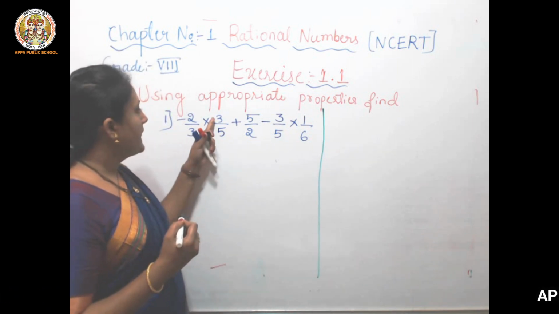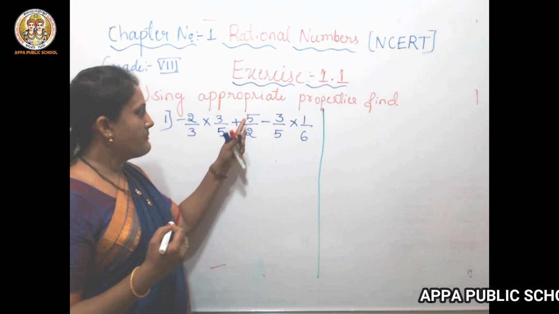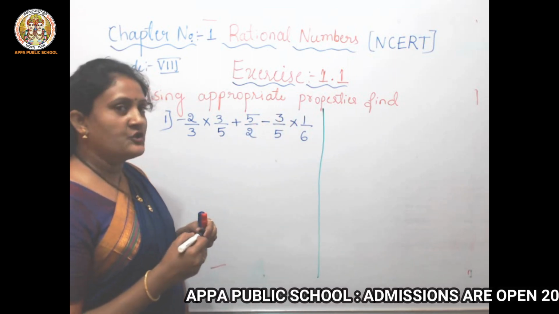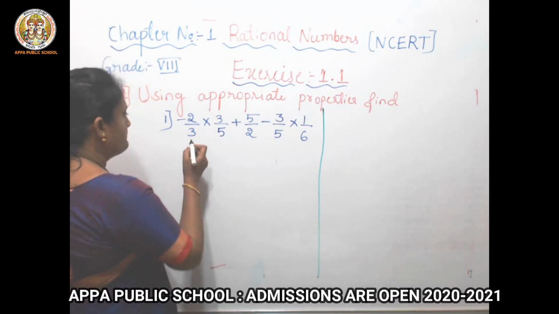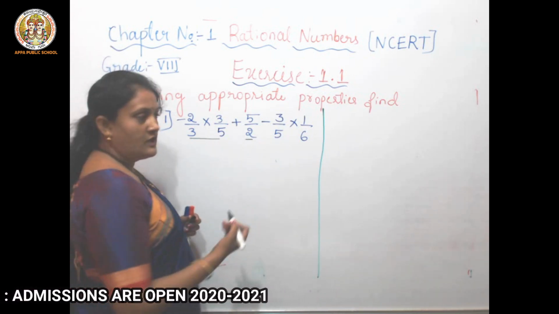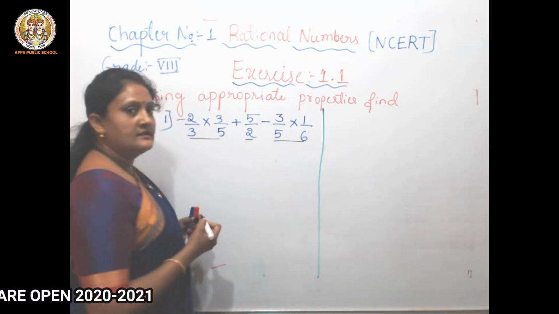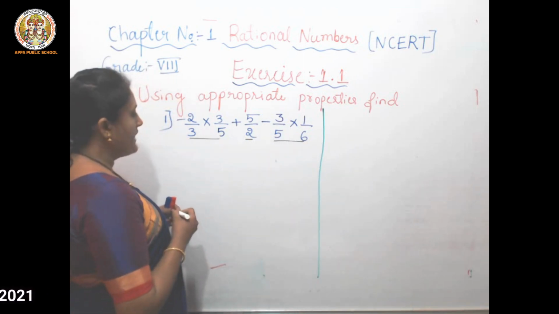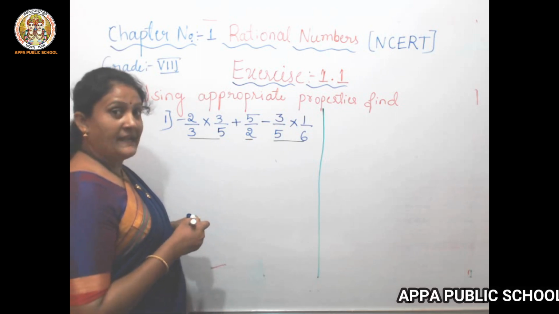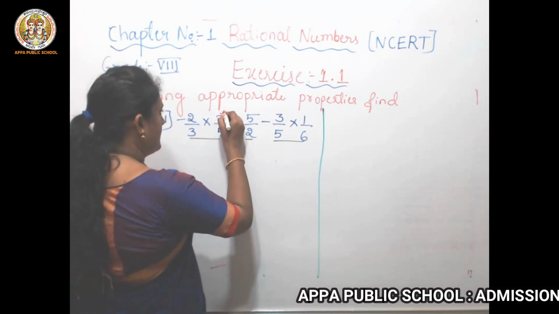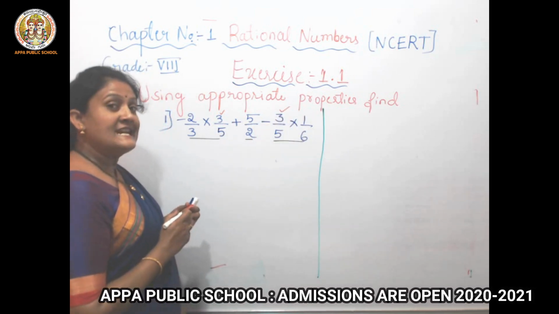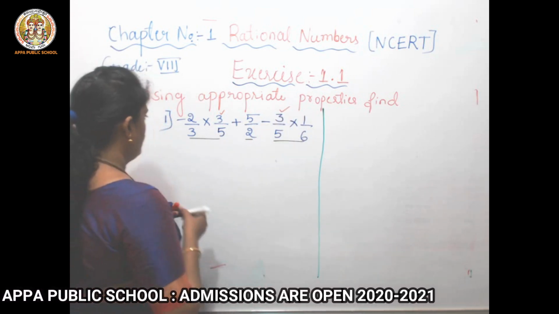Minus 2 by 3 into 3 by 5 plus 5 by 2 minus 3 by 5 into 1 by 6. First we have to check how many terms are there. See here, this is the first term, this is the second one, and this is the third one. Next, what we have to check: is any number or any digit repeating here? Yes, 3 by 5 we have twice.